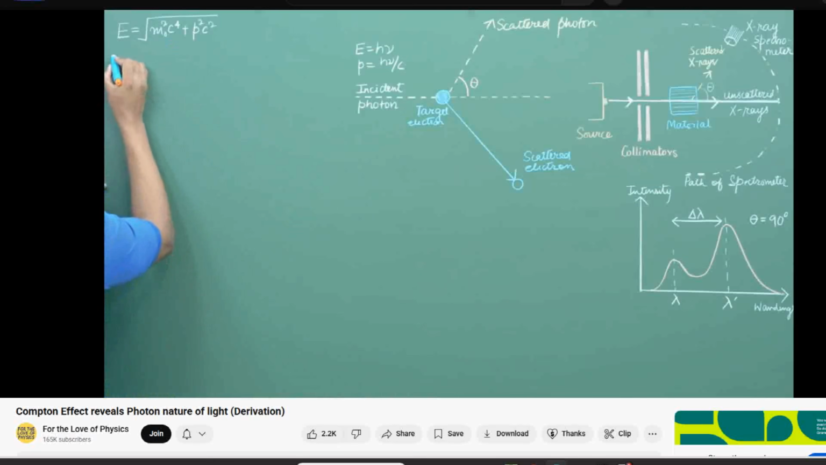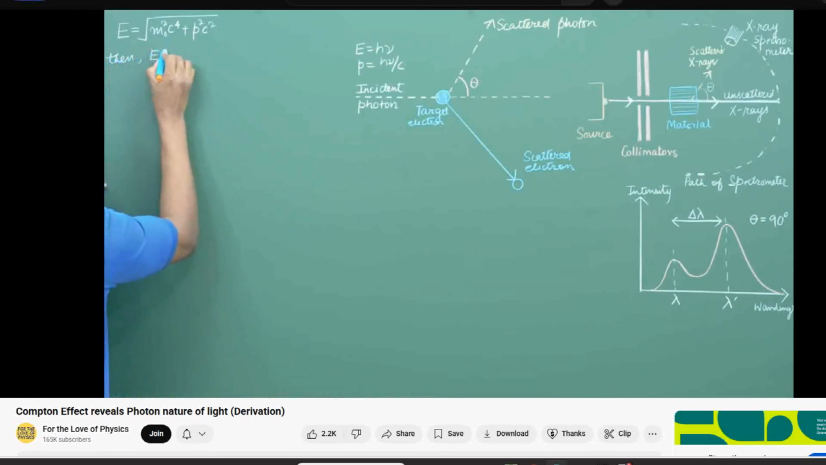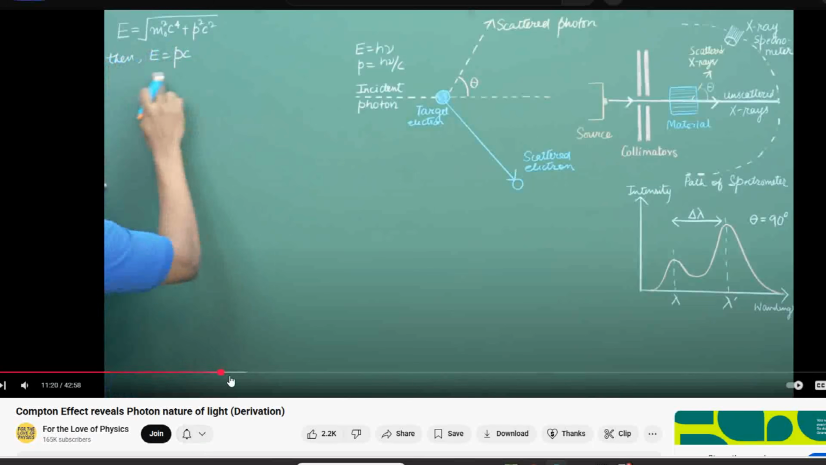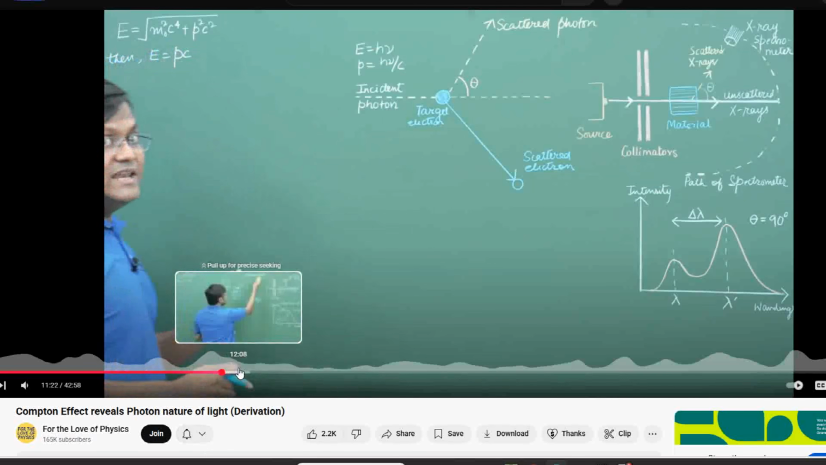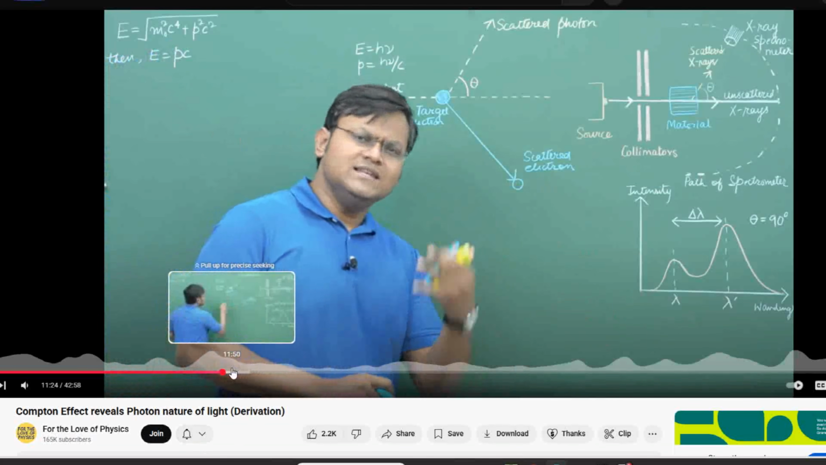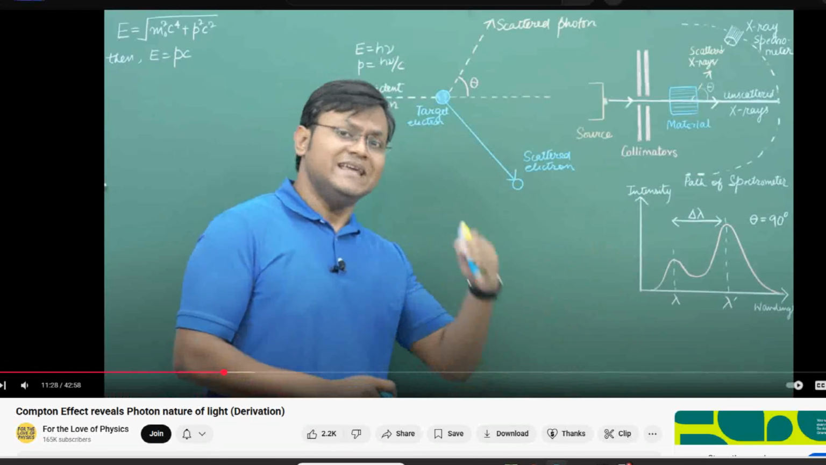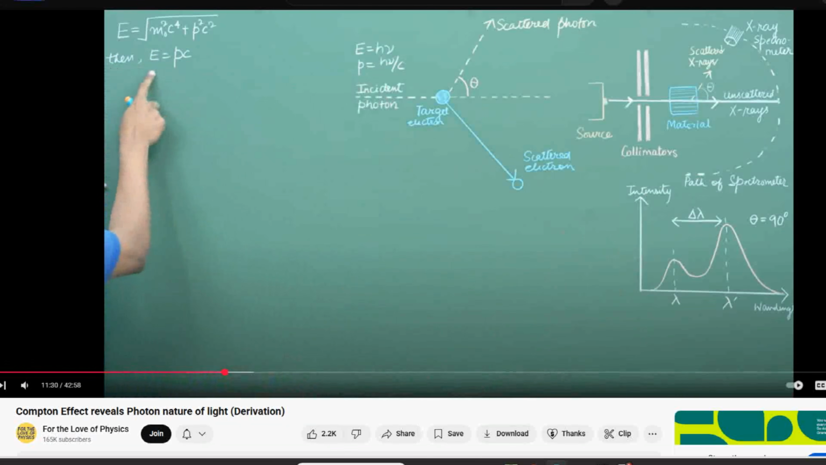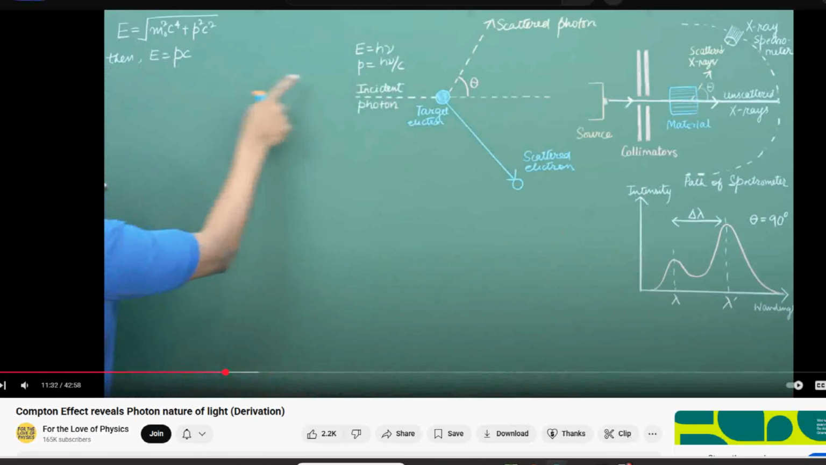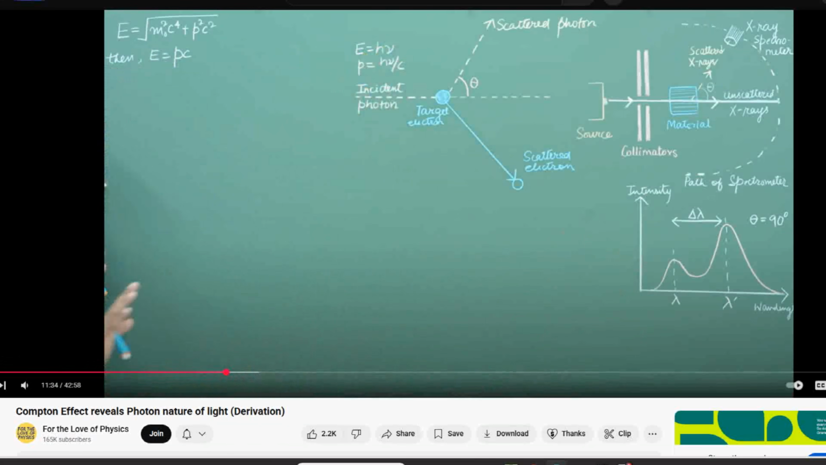m naught is equal to 0, in that situation, we end up getting E is equal to Pc. So this is an expression that is valid for a photon also, because ultimately a photon is a massless particle. Its rest mass is 0, but it has momentum, it has energy, and their relationship is this. So P is equal to E upon c, that's it.